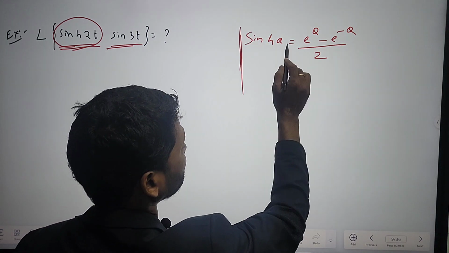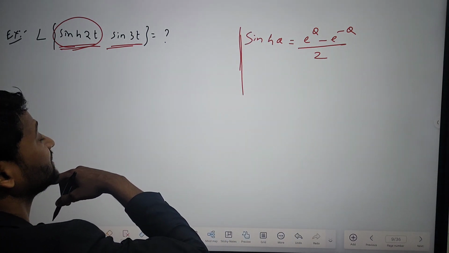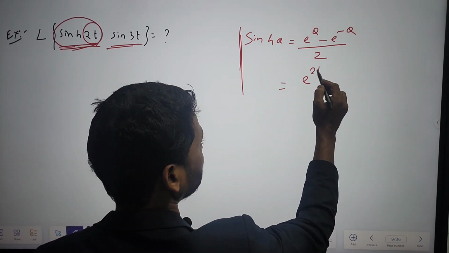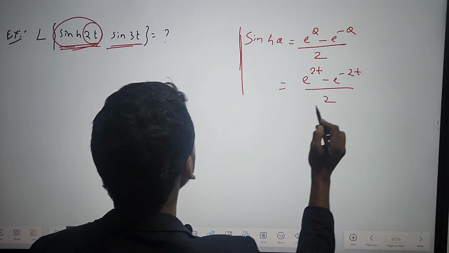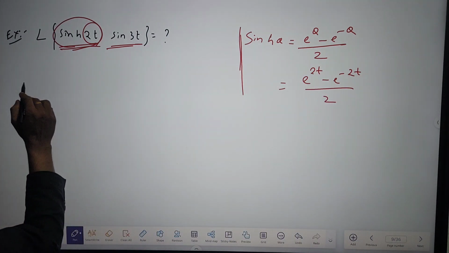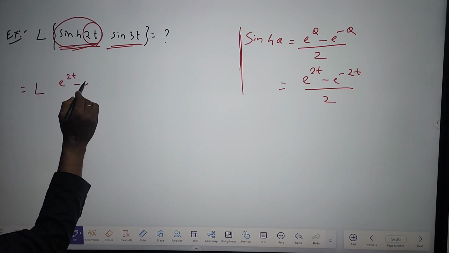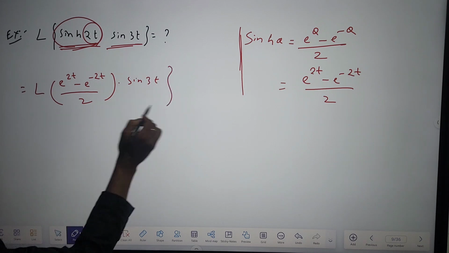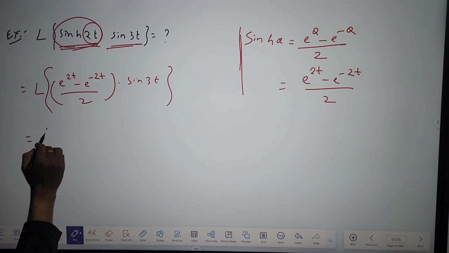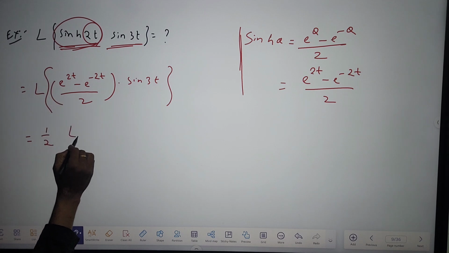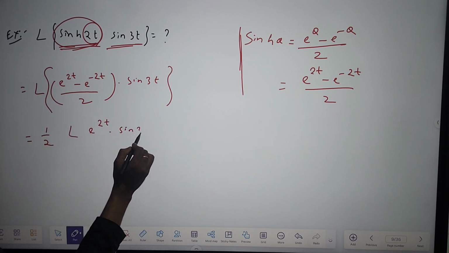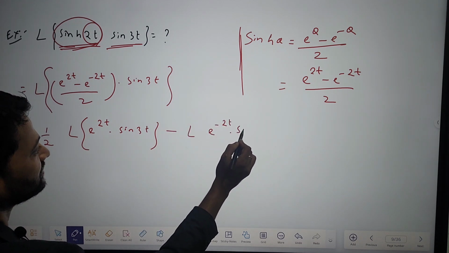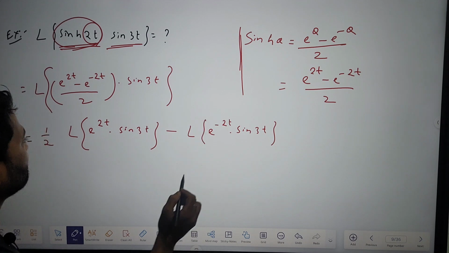So see here sin h theta is e to the power theta minus e to the power minus theta by 2. So ये आंसर क्या होगा? e to the power theta कितना है? 2t. So e to the power 2t minus e to the power minus 2t by 2, ठीक है. सो इसमें डाल दो. सो Laplace of e to the power 2t minus e to the power minus 2t by 2 इंटू क्या है sin 3t. ठीक है, तो half तो कॉमन ले आओ बाहर. Laplace of e to the power 2t into sin 3t, ये एक पार्ट हो गया. नेक्स्ट माइनस Laplace of e to the power minus 2t into sin 3t, ये भी एक पार्ट हो गया.